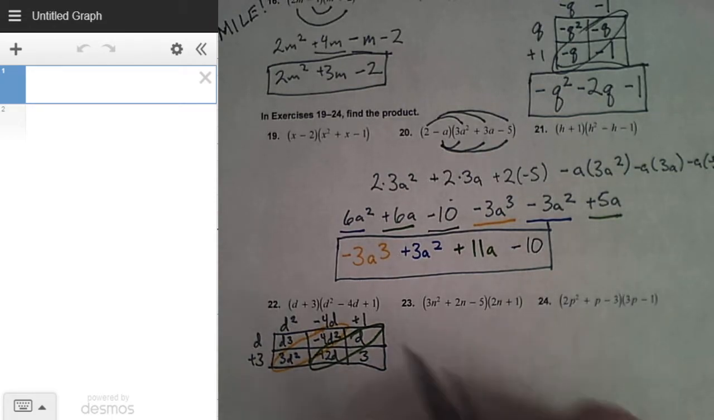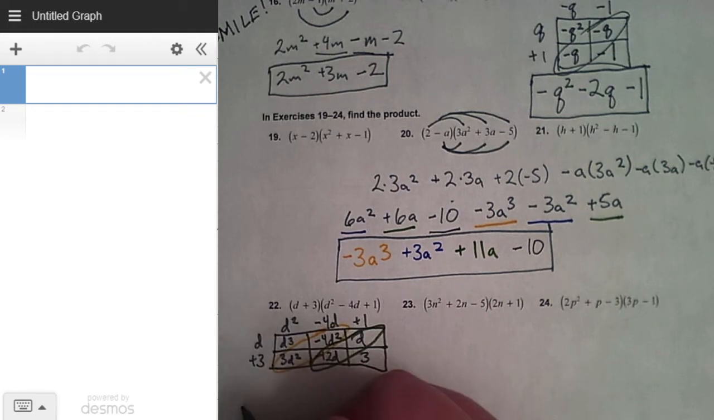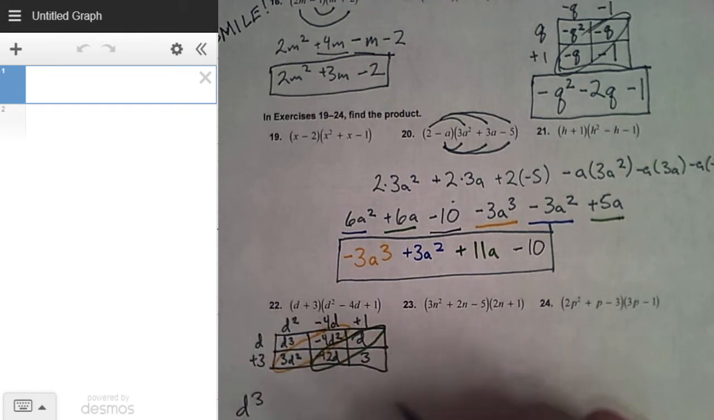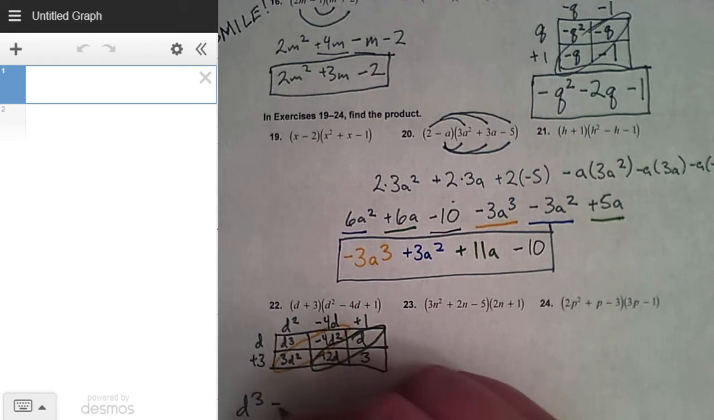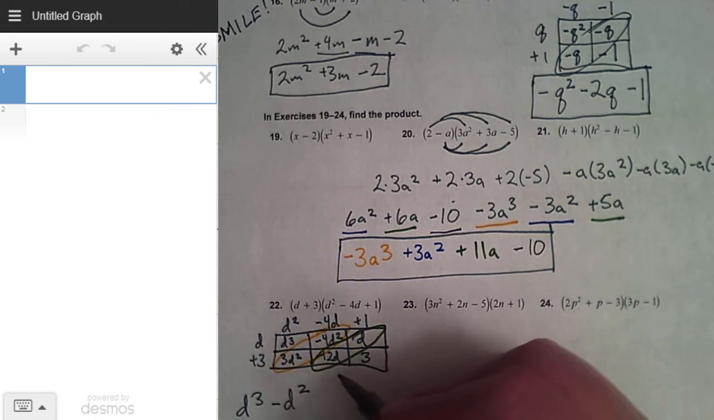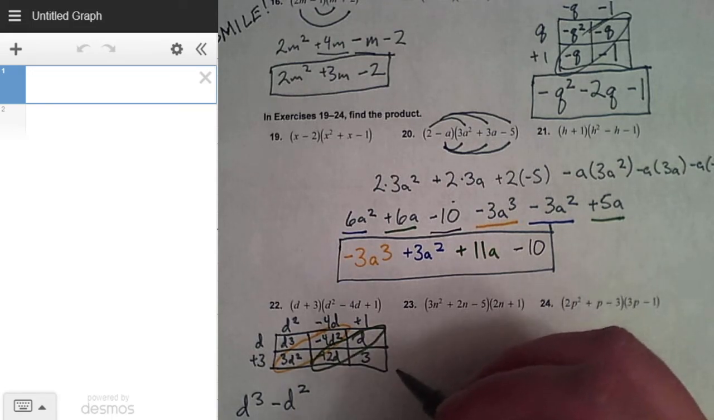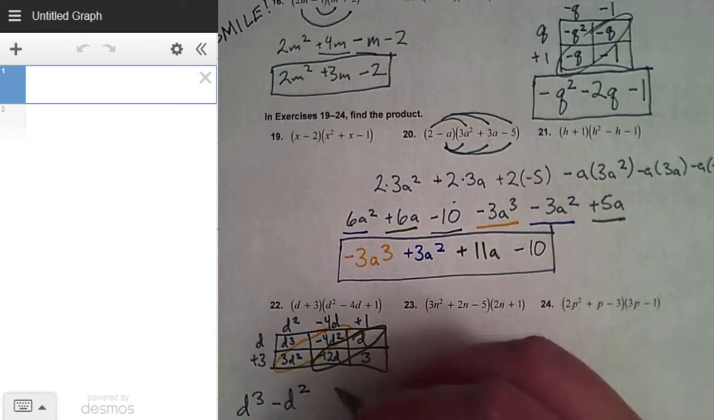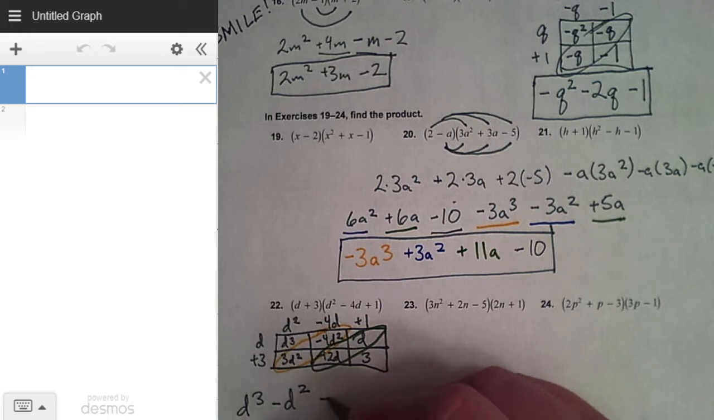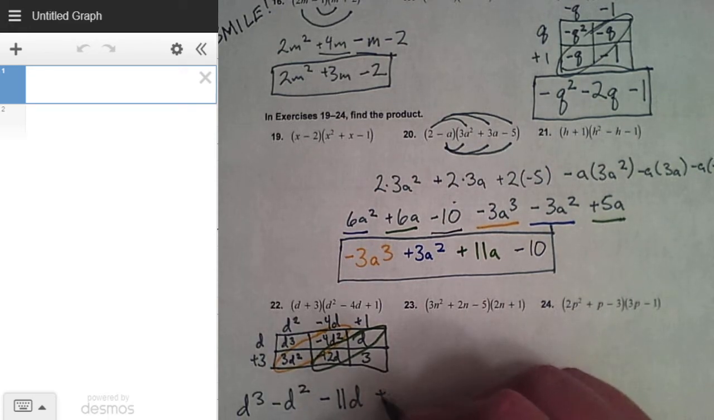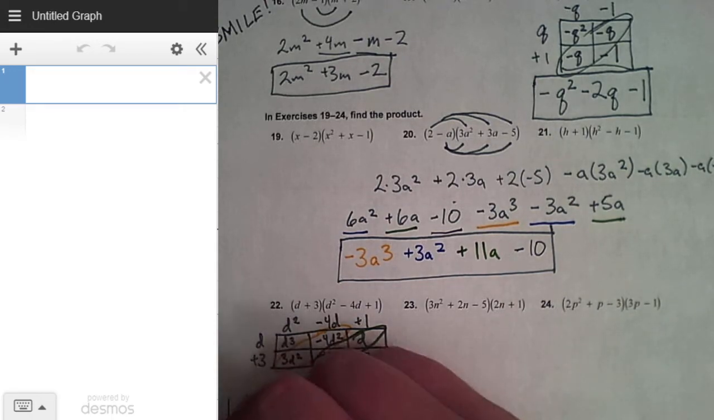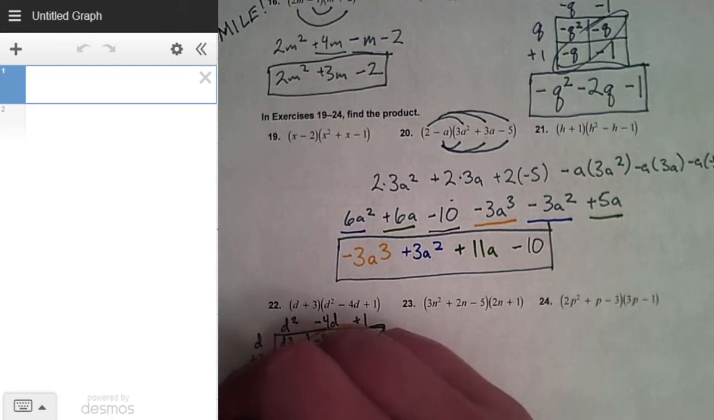So highest power first, that cubed. So we have d to the third. Then we have 3d squared minus 4d. So that's going to be negative 1d squared, or just negative d squared. Negative 12d and a positive d. So that's going to be negative 12 plus 1 is negative 11d. And then we just have that positive 3 at the end, and we can box our answer.